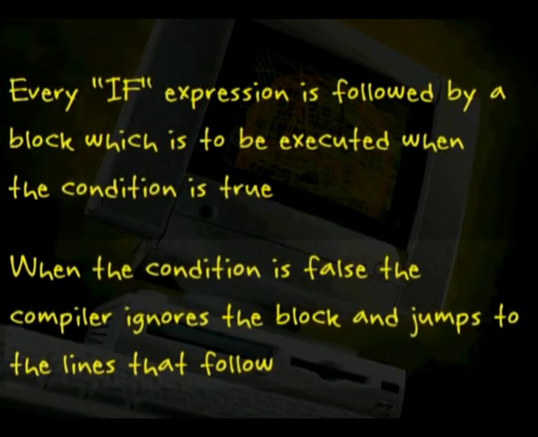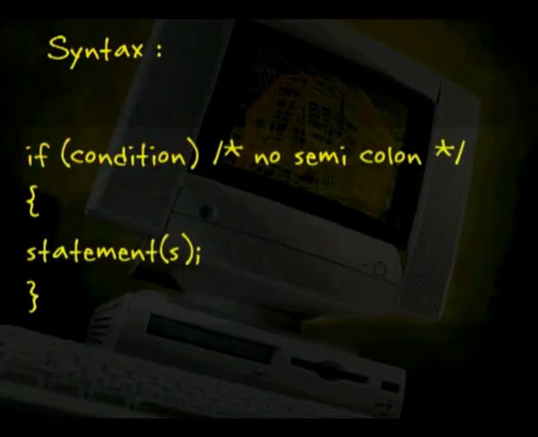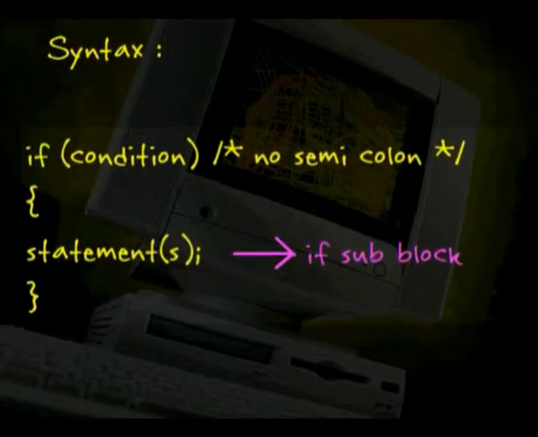Now this is the syntax. If the condition is a condition that is to be tested, it is to be noted here that there should be no semicolon here, and the condition is to be enclosed within parentheses. We have to open this brace and the statements which are to be executed if the condition is true, and close the brace. Now the statements which are in between the opening and the closing brace constitute the if subblock.